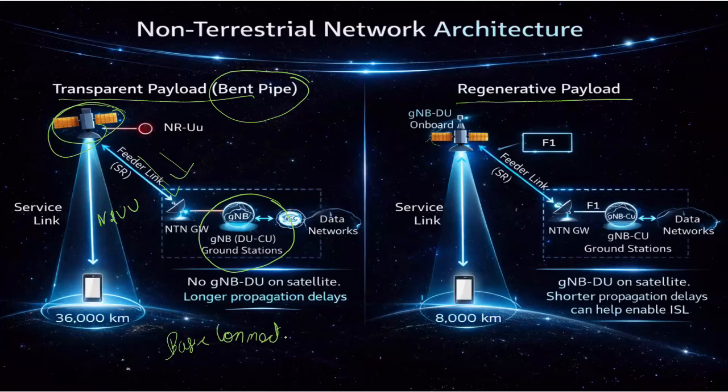So for basic connectivity and less cost, transparent payload is the good use case. Then we have this regenerative payload. In this case, part of the base station functionality is moved to the satellite, so processing can be done in the satellite as well. Here the satellite performs signal processing on board, right? Communication with the ground is through the F1 interface, right? So the ground station handles the gNode B CU and the core network.